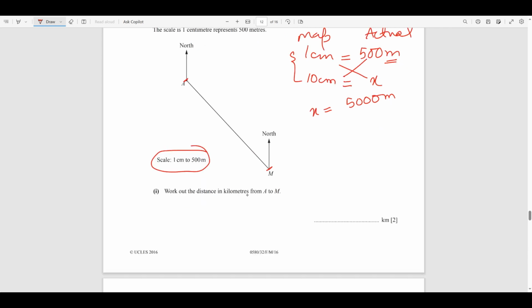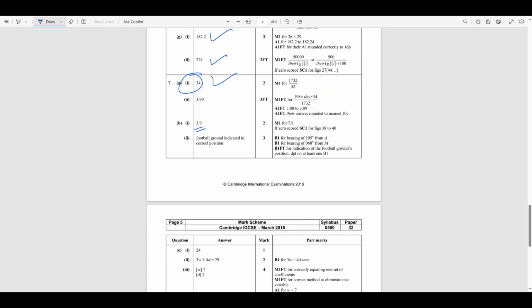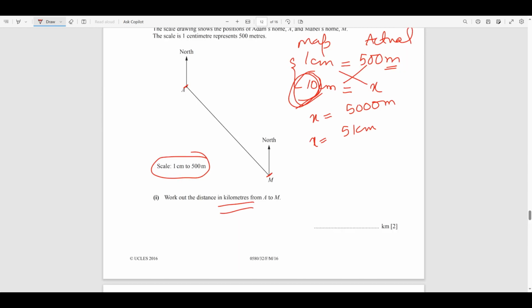If we have to write it down in kilometers, I'm just assuming it to be 10, it can't actually be 10, but I'm giving you an example. In kilometers, we know that there are 1,000 meters in 1 kilometer. So my answer is 5 kilometers. Now, it doesn't have to match the answer scheme. Let's check the marking scheme. It says 3.9. Okay, so as I told you I wasn't accurate because I did not have a ruler.